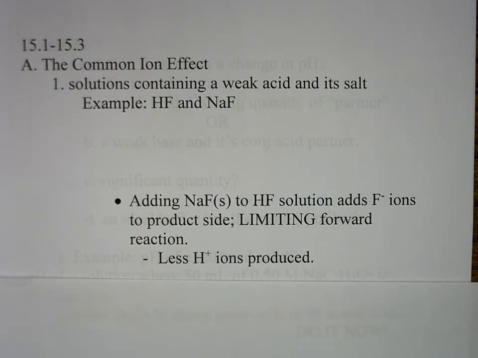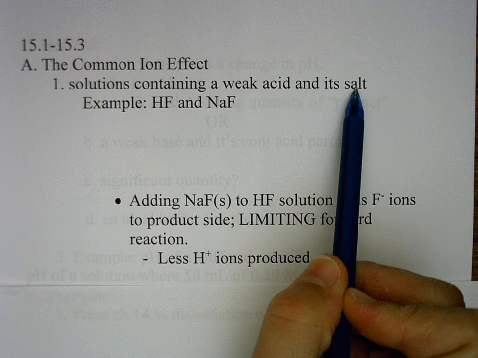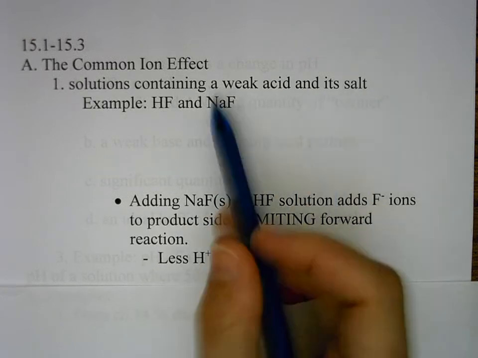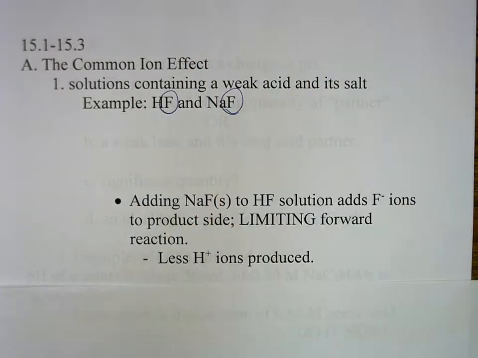Okay, so to understand how buffers work, you need to understand something called the common ion effect, which we've seen just a tiny bit in chapter 14. It came up in one of our free response questions. And it is the idea that you combine two chemical solutions together that have a common ion. And so in this particular example, the weak acid is hydrofluoric acid. The salt that has the common ion is sodium fluoride. What's the common ion between those two? Yes, the fluoride ion, okay? They both have a fluoride ion, so that's the whole common ion thing.